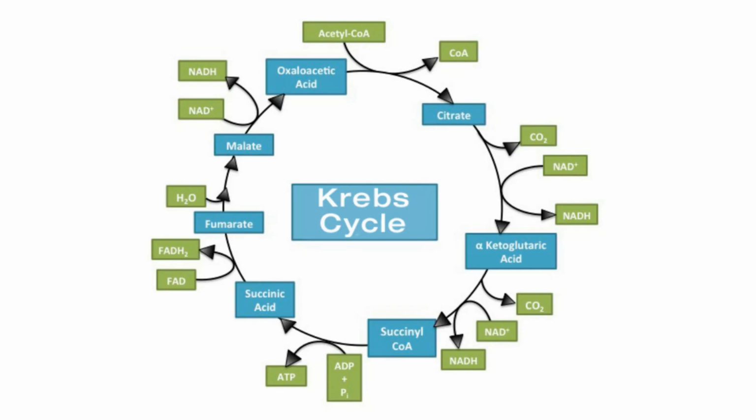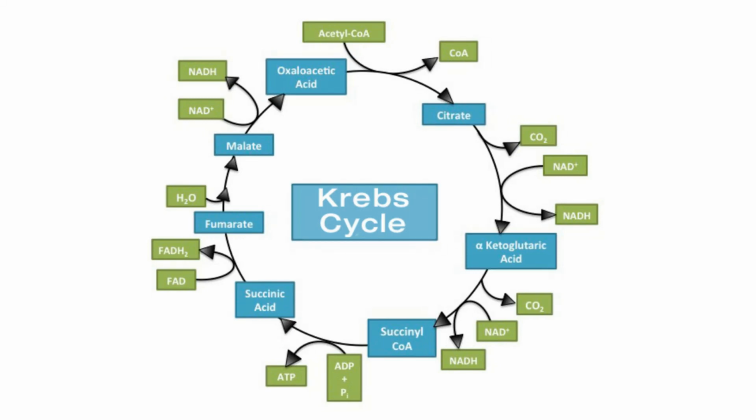Step 1. Formation of citrate. The Krebs cycle begins with the binding of acetyl-CoA to a 4-carbon molecule called oxaloacetate. This reaction is catalyzed by the enzyme citrate synthase and results in the formation of a 6-carbon molecule called citrate. Citrate is the first intermediate in the cycle and is also known as citric acid.